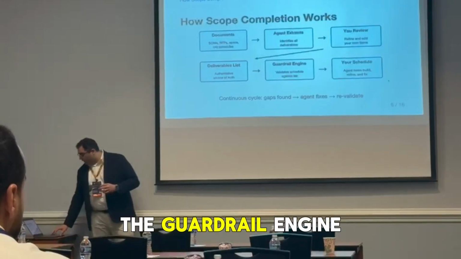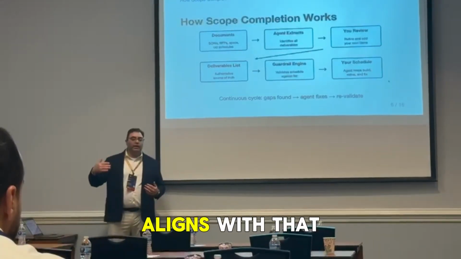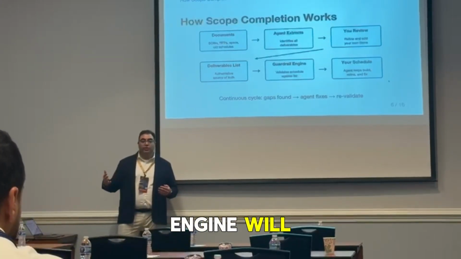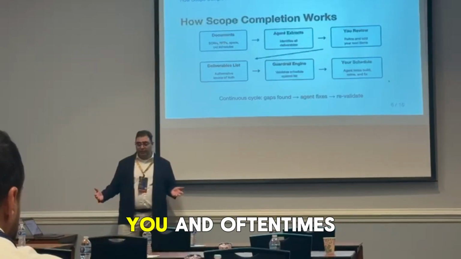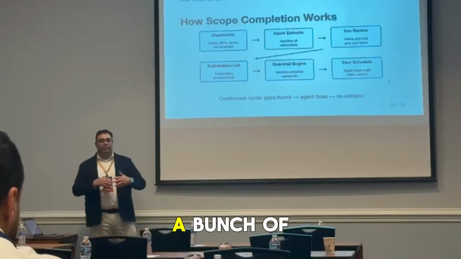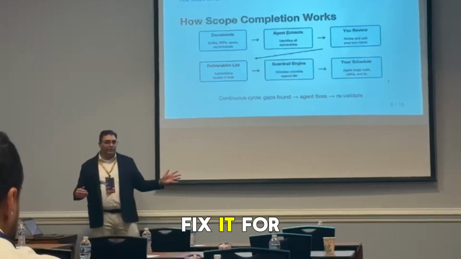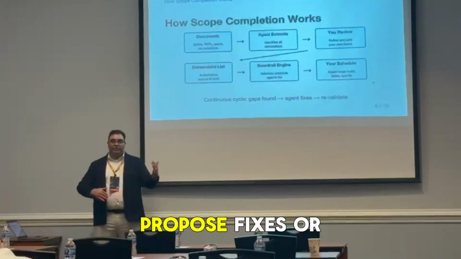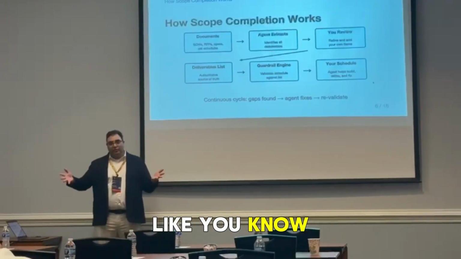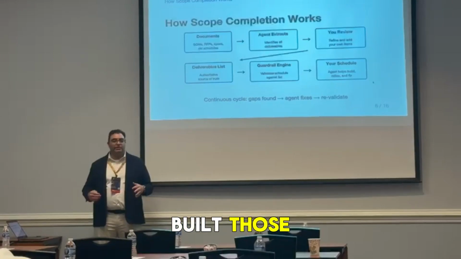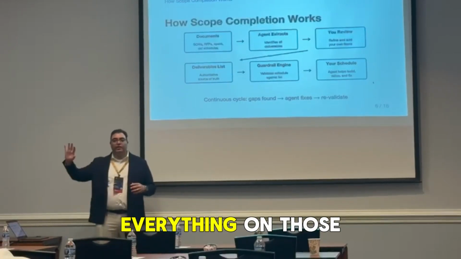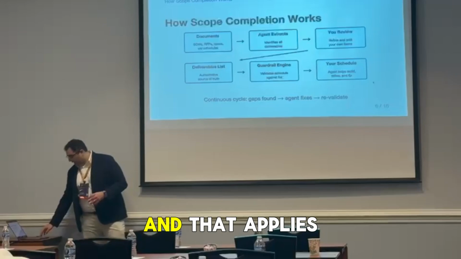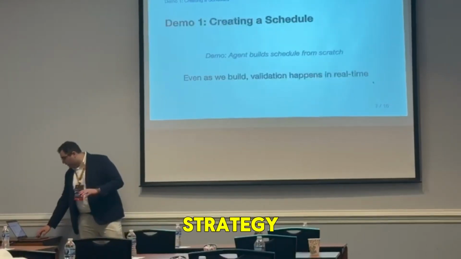And from there, the guardrail engine makes sure that your schedule aligns with that. If there are any gaps in your scope, the guardrail engine will find those and propose fixes for you. Oftentimes, if you have a bunch of data already in your system, it can just go ahead and fix it for you, no problem. But if there are still open questions, it can either propose fixes or create what we call what-if scenarios. I'm sure you guys have built those. You can do analysis on those what-if scenarios to understand the impact before you merge them into the main schedule. And that applies both to the scope and also to the execution strategy.